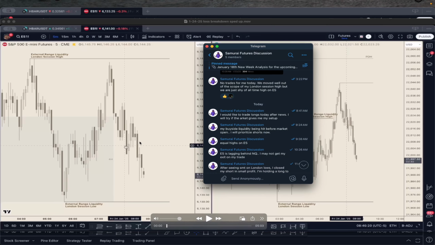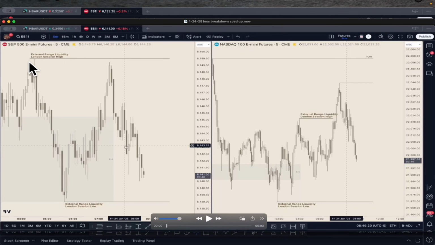All right, so I want to show you what that looked like. Before I hit play here, you can see on the left I have my London session high on S&P, and you can see how we have these relative equal highs here. This is what I wanted to trade up to at market open. On NASDAQ, we had equal highs over here on the previous day high, so you can't really see it yet, but over here we have equal highs as well. So let me hit play and let me show you what that looked like.